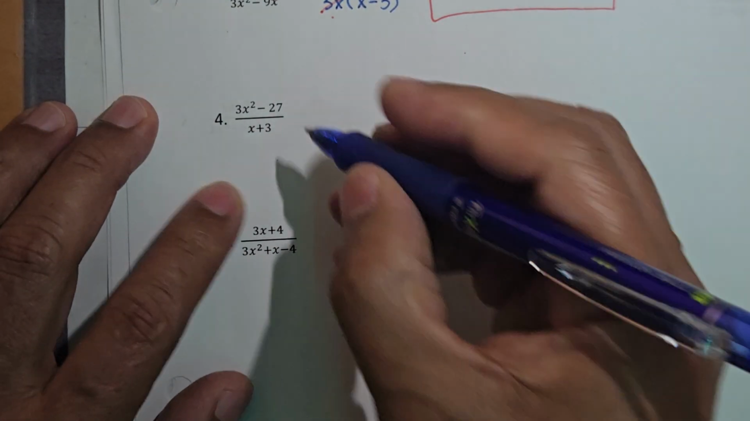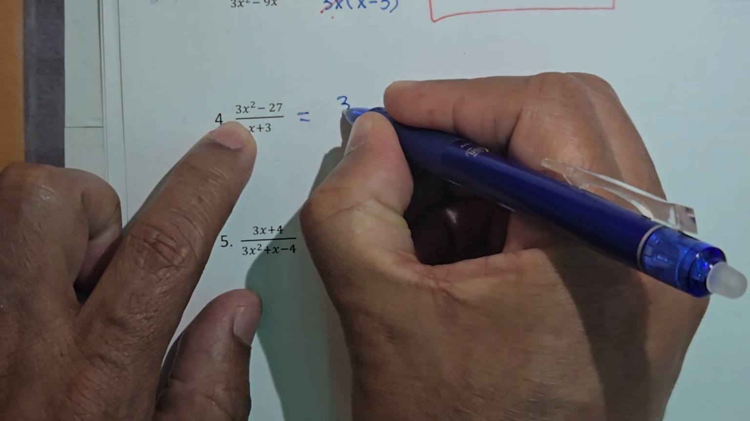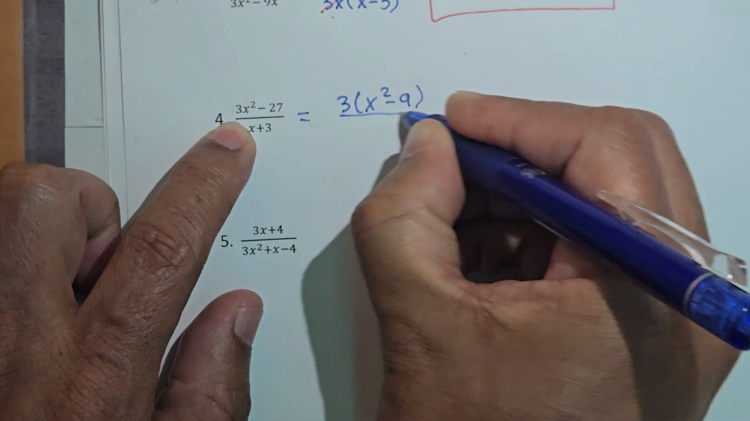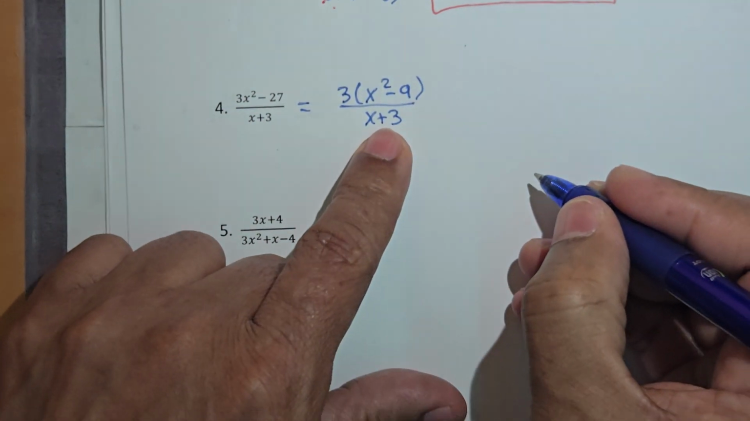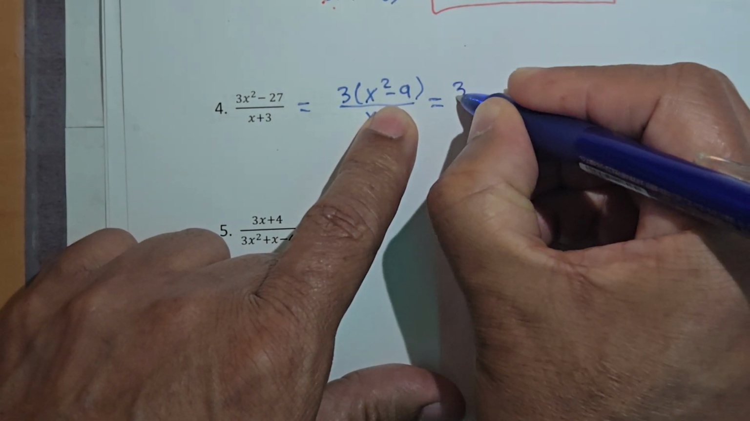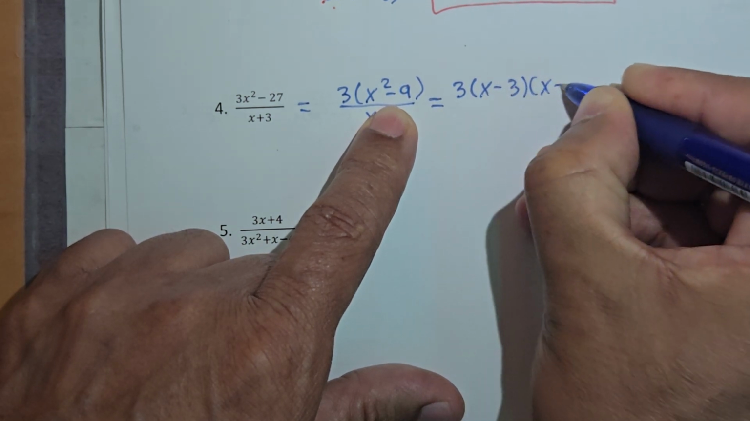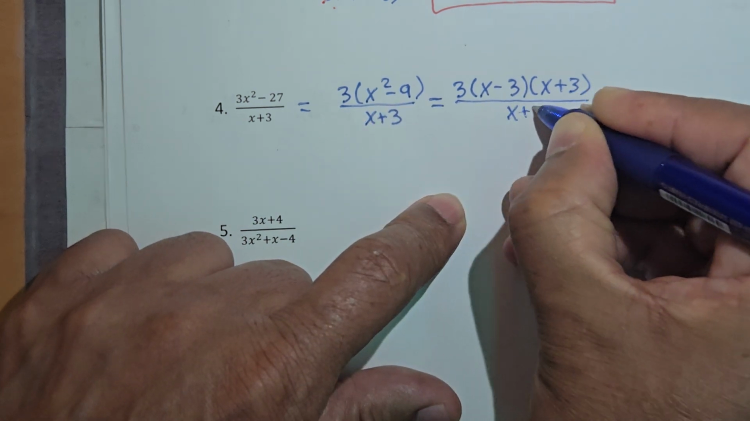Example number 4. The numerator has a GCF of 3. So I'm going to factor it out, and then this becomes x squared minus 9 over x plus 3. But this one here is the difference of squares, so I can factor this one further. So we have 3 times x minus 3 times x plus 3 over x plus 3.